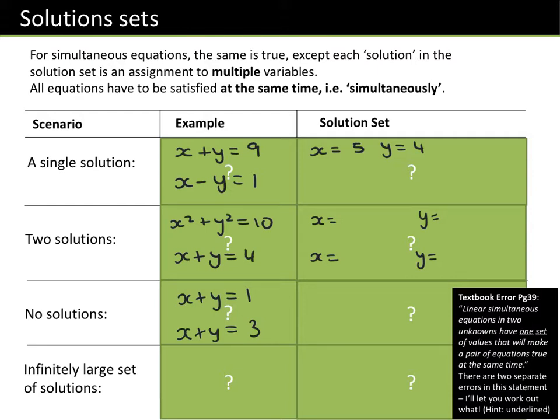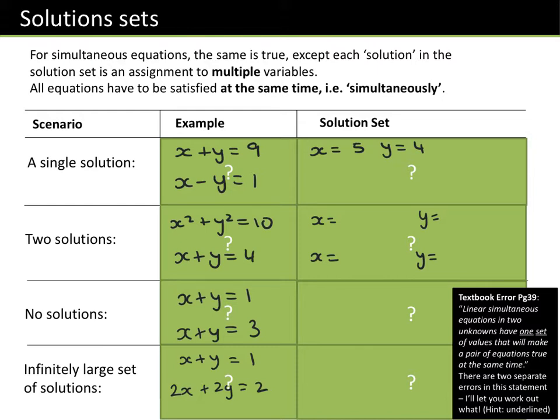And then something that's going to give me an infinitely large set of solutions is essentially the same equation. For example, x plus y equals 1 and 2x plus 2y equals 2. I've just doubled the equation, but the solutions are still going to be the same, okay, and infinite.